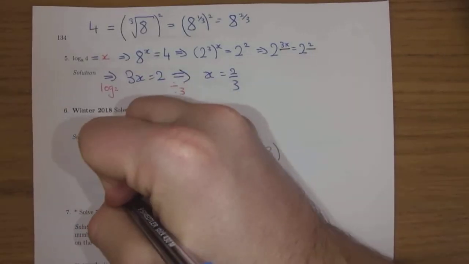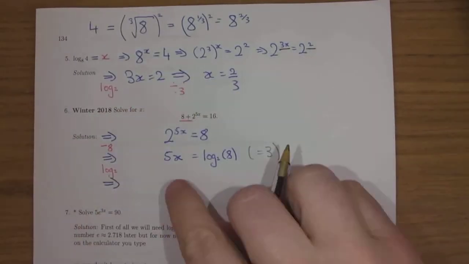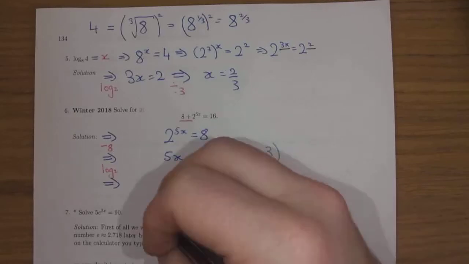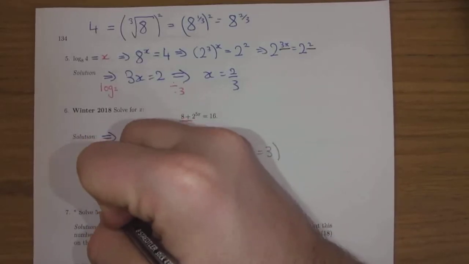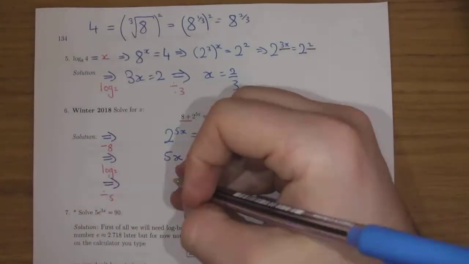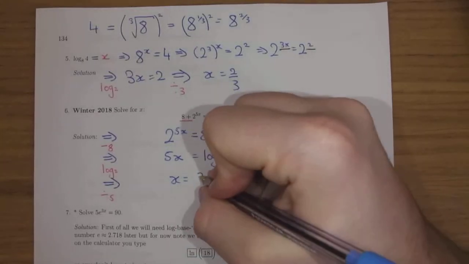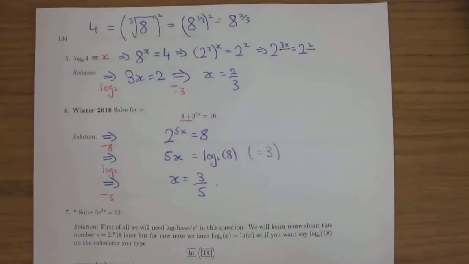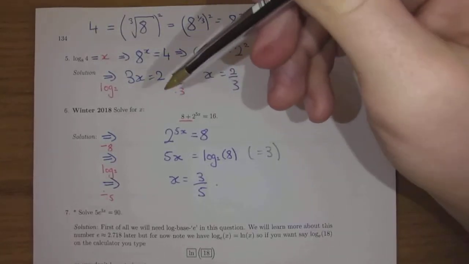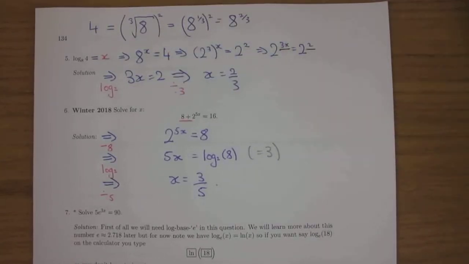X is multiplied by 5. I do not want to multiply by, I want it on its own. So the inverse of multiplying by 5 is divided by 5. I can do this divided by 5, but really I want the 3 divided by 5. Done. Working from the outside, trying to make it simpler by applying inverse functions.